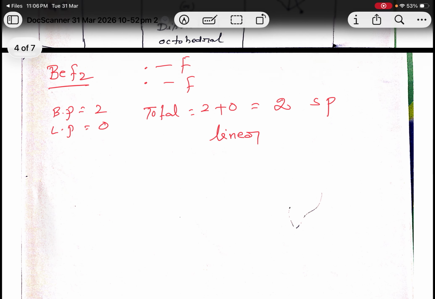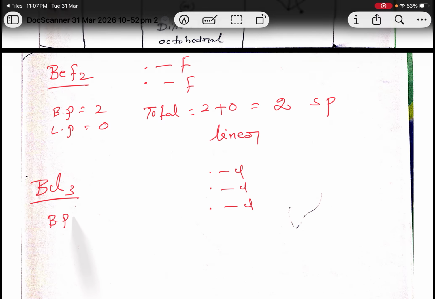Similarly, the BCl3 molecule. Here boron belongs to the third group element. It contains 3 valence electrons. These valence electrons are indicated by dotted structure. 3 chlorines form 3 sigma bonds. Sigma bond is formed by end to end overlapping. These sigma bonds are nothing but bond pair of electrons.